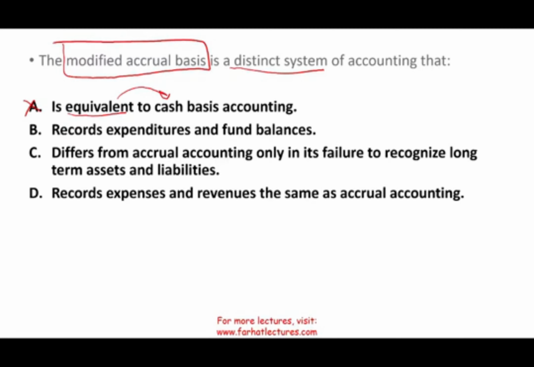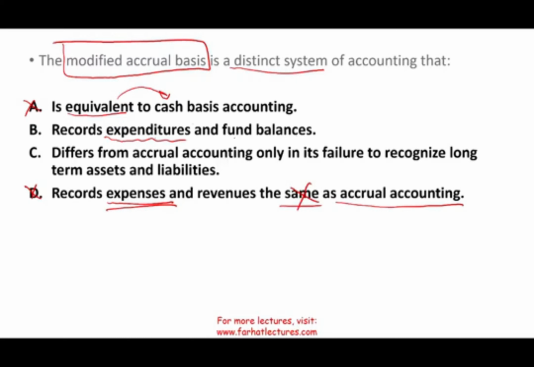Records expenditure and fund balances. Well, what do we know about modified accrual? We do use the word expenditure, and you need to know this. We don't use the word expenses. That's the first thing you want to know about modified accrual. D says record expenses, so I will take D out immediately, because in modified accrual you need to understand this by heart: you don't have expenses. D also says it records expenses and revenues the same as accrual. If it's the same, why is it distinct? So D is out, and notice we're down to 50-50.